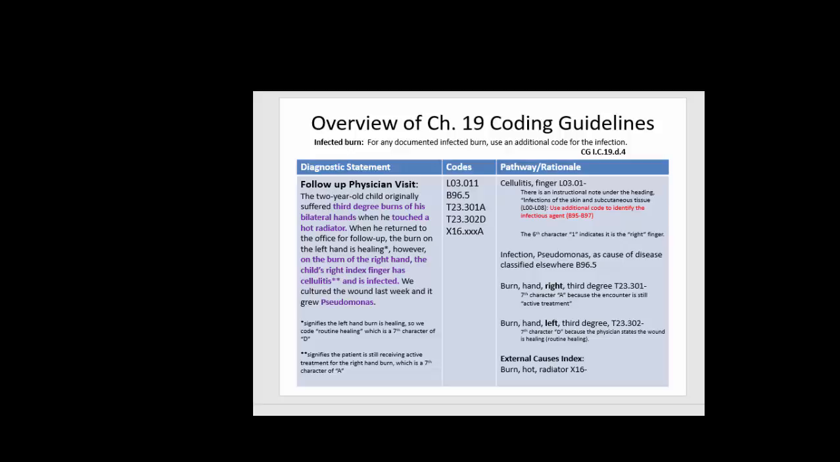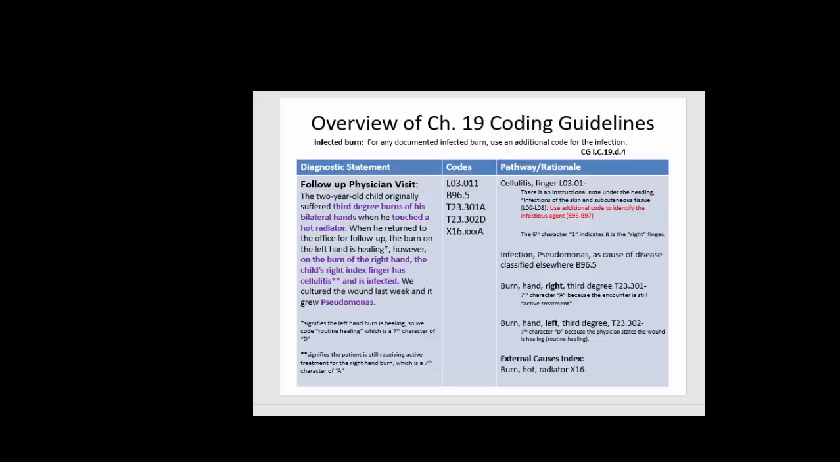In this case, the child is coming to the doctor's office, and you see that this physician has stated that the burn on the left hand is healing. That would be a routine healing, and is going to get a 7th character of D. But the burn on the right hand, the child's right index finger, has cellulitis and is infected. The child had been in the office last week, and they cultured the wound, and it grew Pseudomonas. So we have the organism causing the infection. So what brings the child to the physician's office is that cellulitis on the finger. So that's going to be your first listed diagnosis.